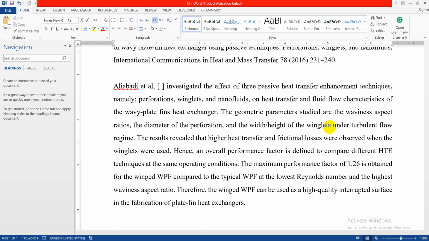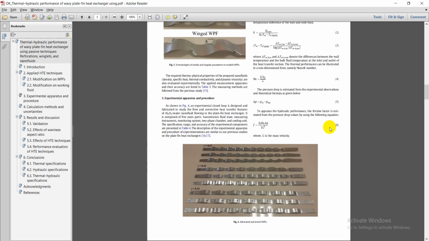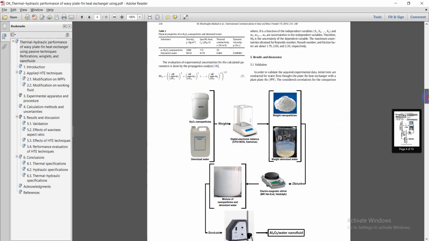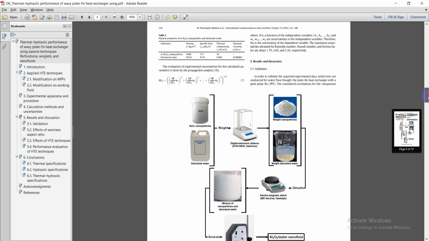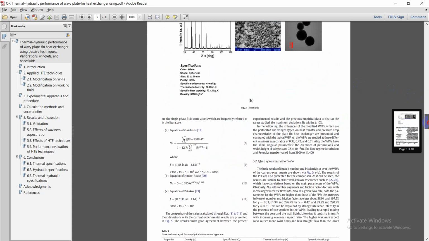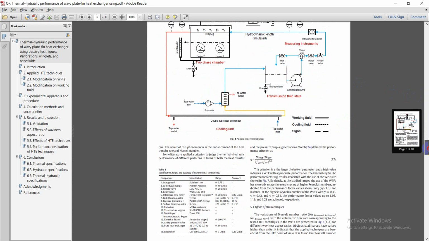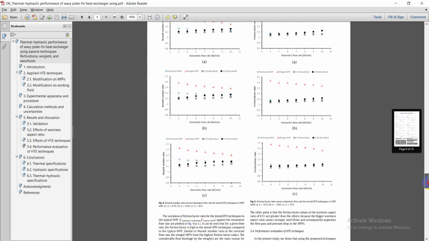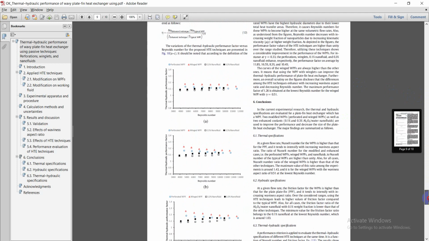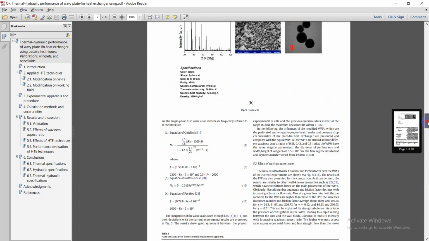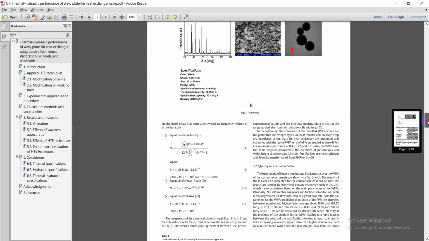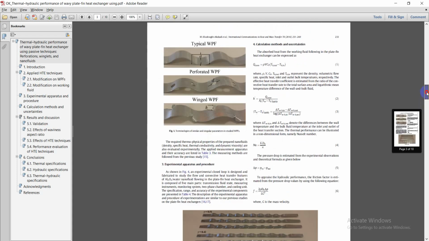Hence an overall performance factor, he means the JF factor. If you know, the JF factor is the friction, this is the Nusselt number, and the JF factor. I think he defined this factor, Nusselt. I think I have seen this definition before. I just look at the equation used.